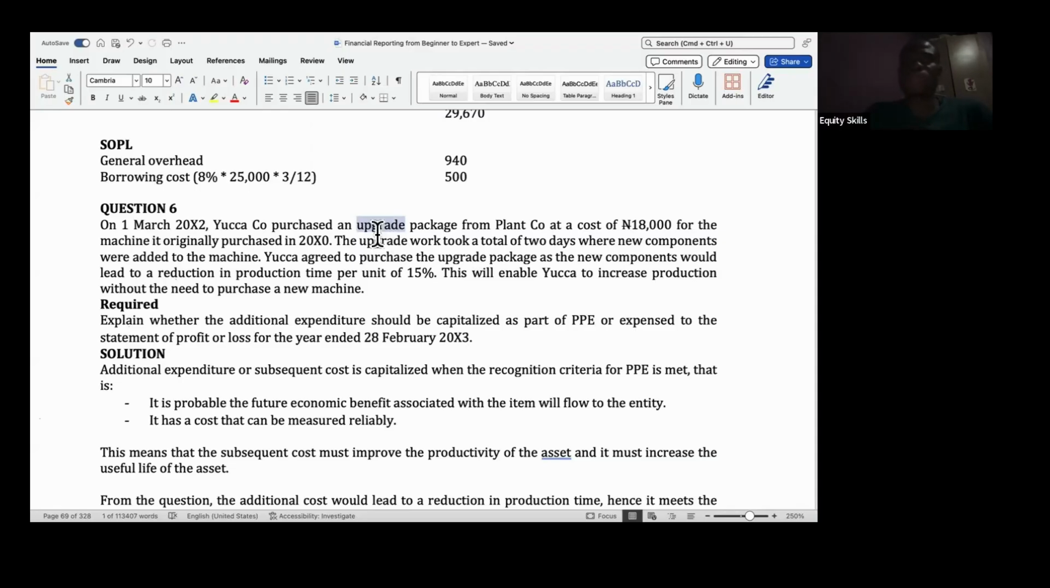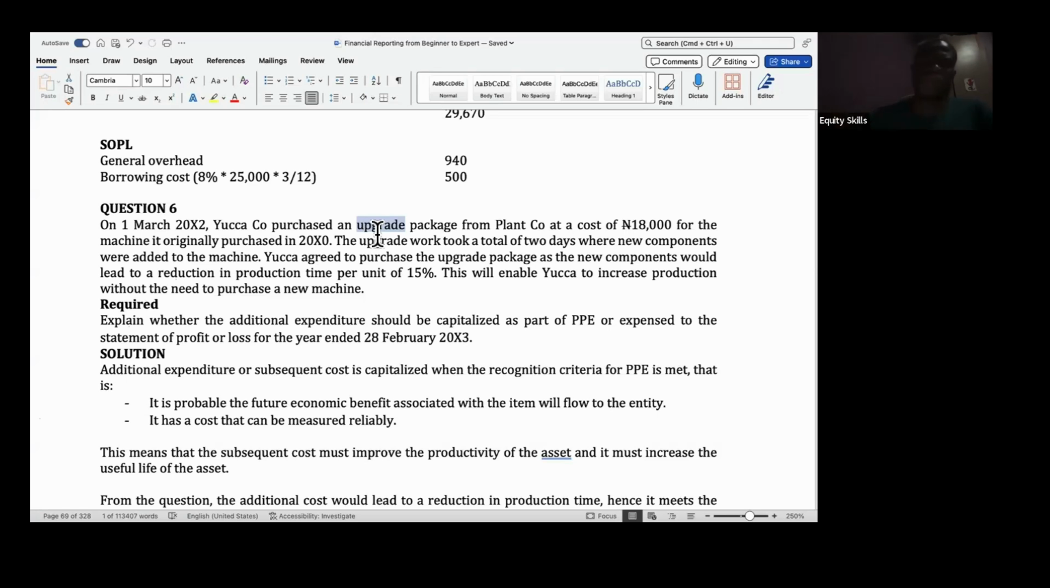And I told you that subsequent costs can be capitalized if it meets the recognition criteria: that it must have future economic benefits and it must have a cost that can be measured reliably. And I told you that meeting that criteria, especially from the standpoint of future economic benefit, means that the cost itself must generate its own benefits, meaning it must improve the productivity of the asset or it must improve the useful life of the asset. And I told you the question will always tell you if that additional cost is doing that or not.